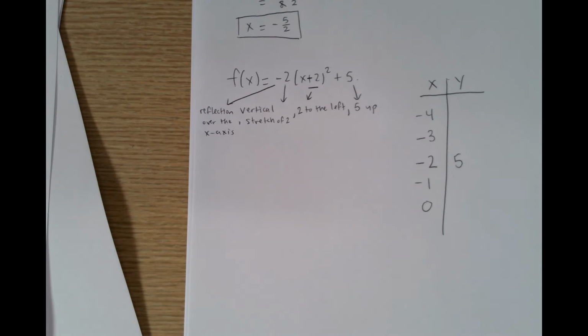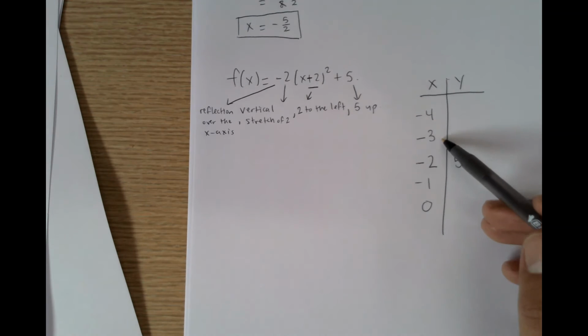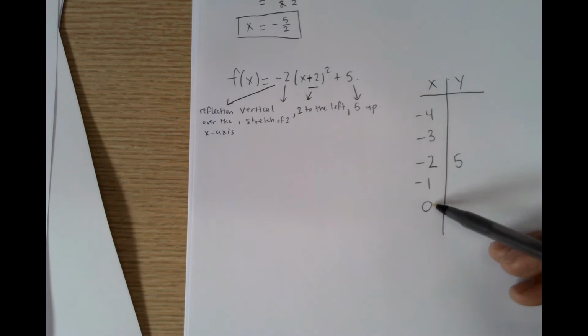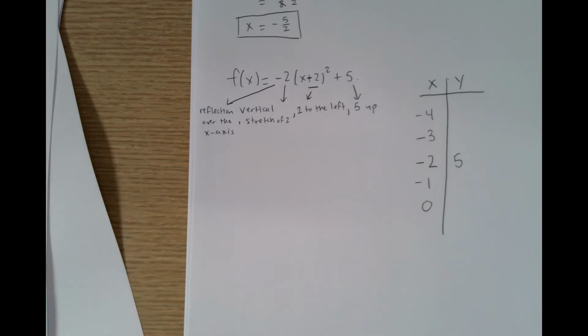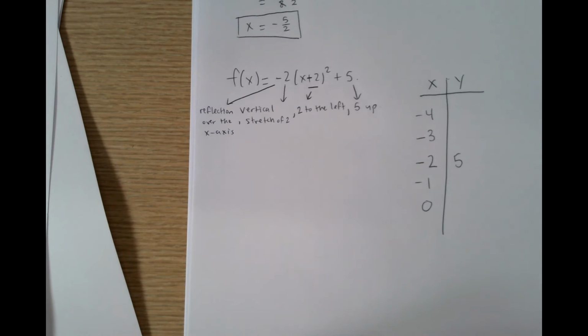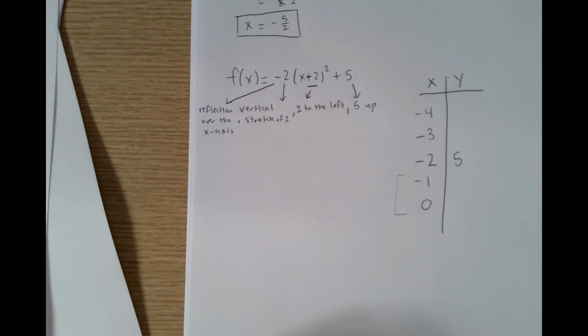But if you remember from last time, I'm picking 4 numbers, 2 of these numbers are to the left of my vertex and 2 are to the right. I only need to solve for 2 of them because, again, it's a mirror image of each other. So let me go ahead and show you. I'm going to use these two numbers because they're a little bit easier when I plug them in.